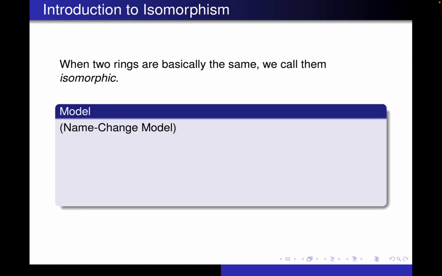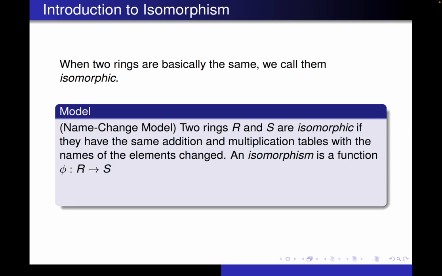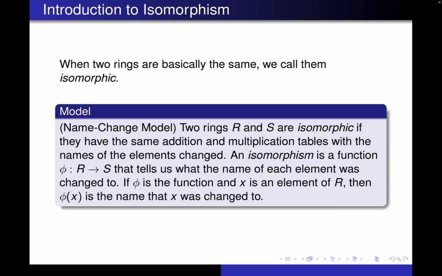And a good model for this is what I call the name change model. Two rings R and S are isomorphic if they have the same addition and multiplication tables if all you do is change the names of the elements. And an isomorphism is a function that tells you how that name change works. It tells us what the name of each element was changed to. And the way it does it is, if you take an element x in the ring R, then phi of x is going to be what the name was changed to. So x is the element in R, phi of x is the element in S that's playing the same role in S that x plays in R.